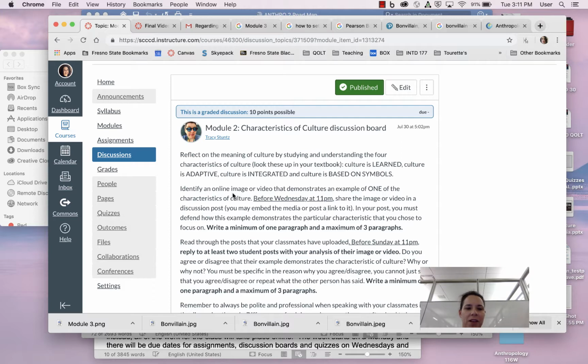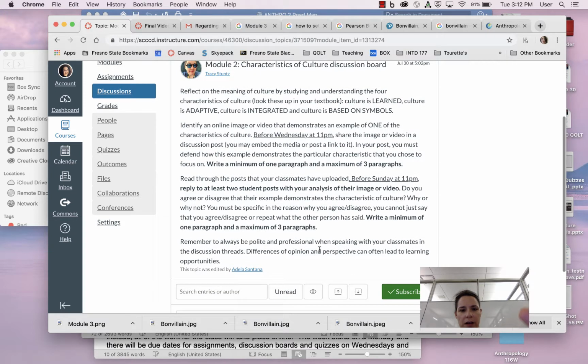And in this discussion board, they're also identifying an image or a video that demonstrates an example of one of the characteristics of culture. So I'm telling them to do this first part, where they write their first post, before Wednesday at 11 p.m. And then they have until Sunday at 11 p.m. to read through the posts of their classmates and comment on two. And so the instructions on how to comment are there as well.